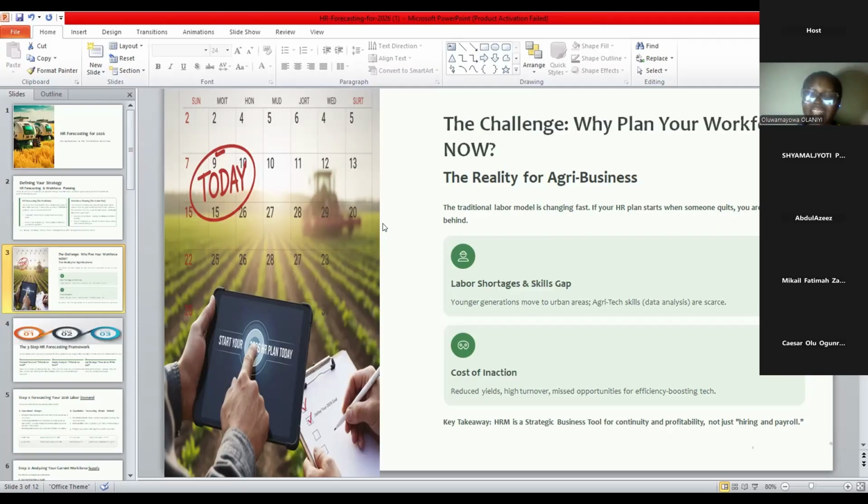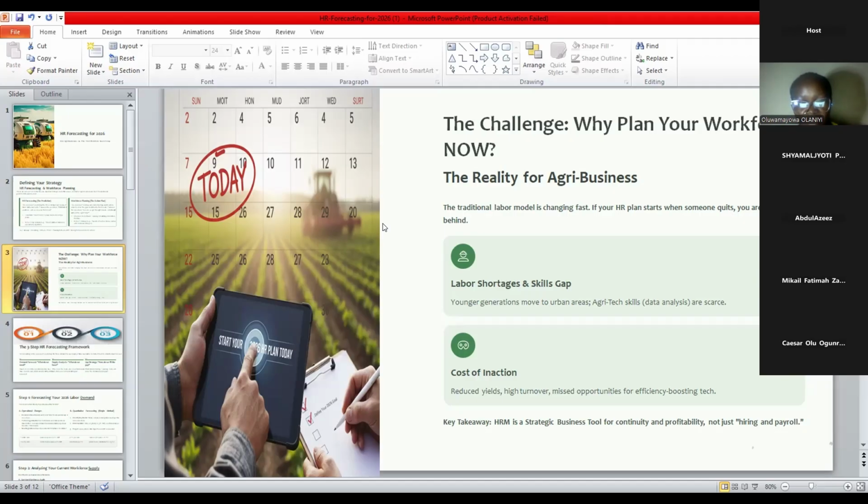You will agree with me that most people now want to go to cities. Everybody wants to wear a shirt, wear a tie, put on glasses, and carry a laptop. Then we can bring that even into agriculture, and that's why we're having agri-tech. So we need skills to meet up with this.